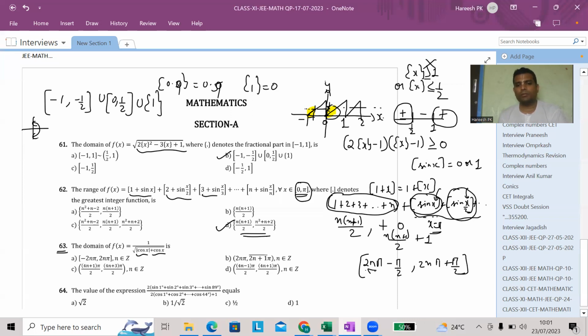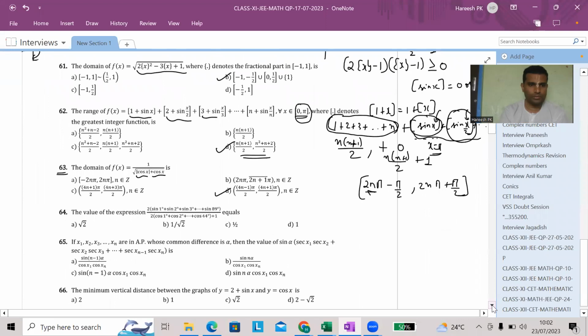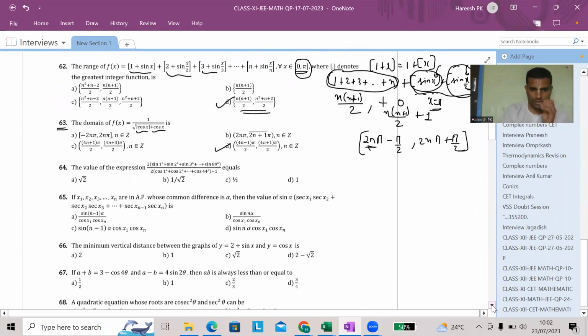So why do I add 2n pi? Because irrespective of number of rotations. So this is the final answer. So when you take LCM, you'll end up getting option D. Next, we go to 64th question.